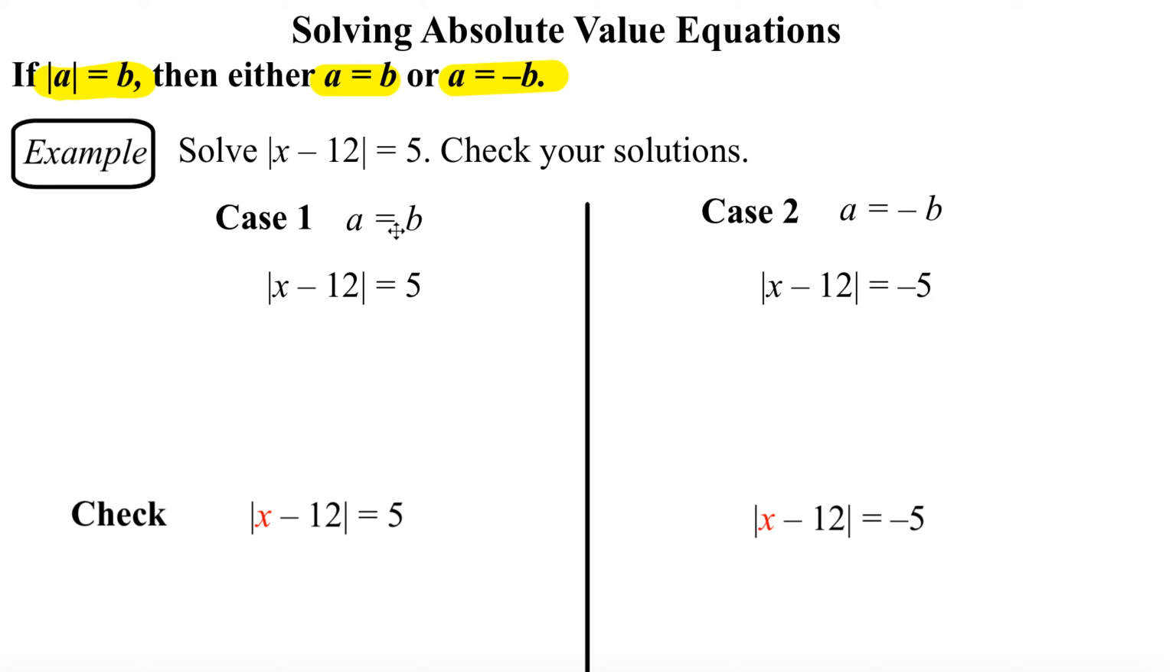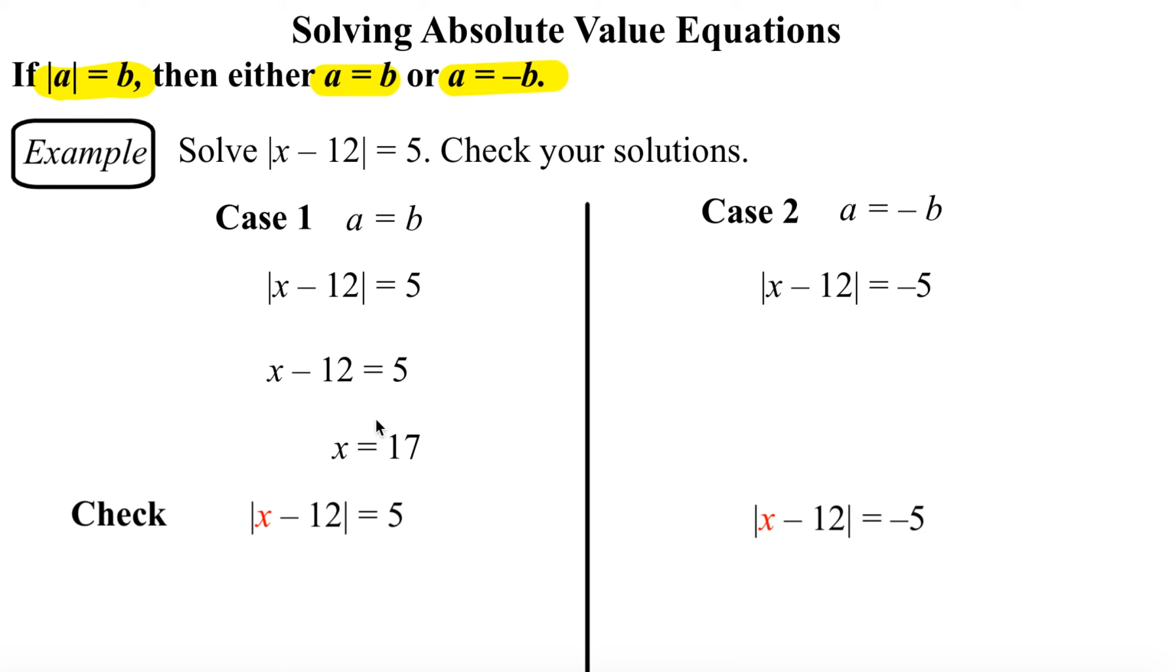So the first case is where we say A equals B. The second case is where A is equal to the opposite of B. Well, A in this case is the left-hand side, or x minus 12 in the absolute value. B is 5. So to solve that, we're going to go ahead and drop the absolute value. X minus 12 equals 5. And then solving, we just add 12 to both sides and we get x equals 17.